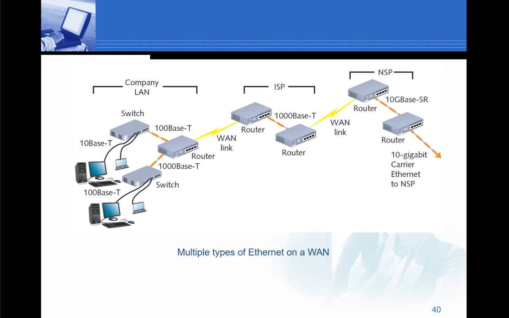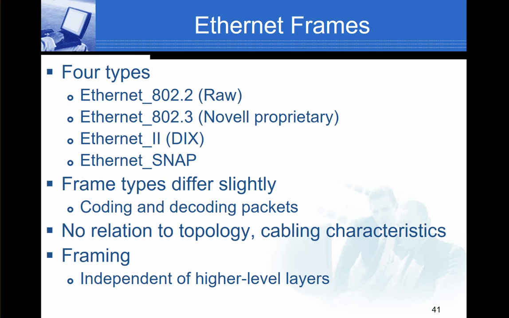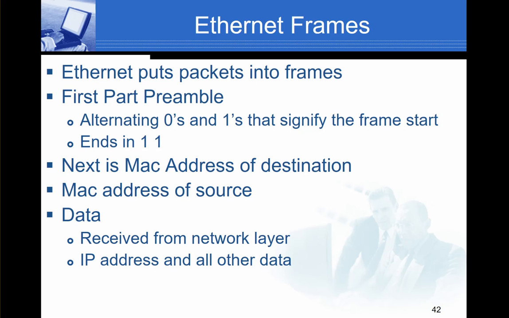Another example of the LAN. Ethernet frames. Basically, we're using 802.2. 802.3 is Novell, Ethernet 2 and SNAP. The frame types are slightly different, but you see in the video exactly how they work in here. Again, the first part is called the preamble, and it alternates zeros and ones that signify the frame start, ends in 1-1. The video explains that in great detail.